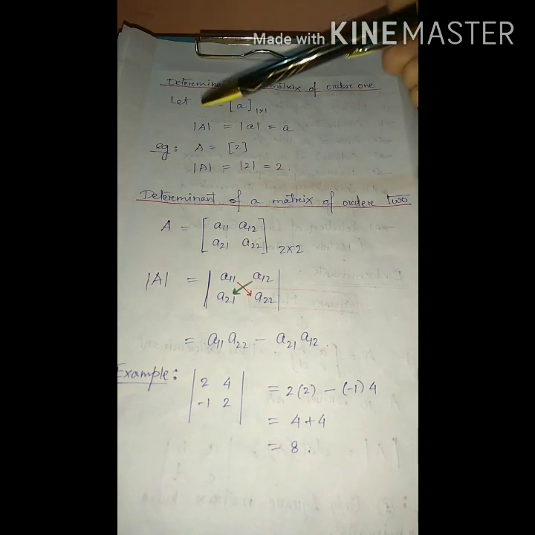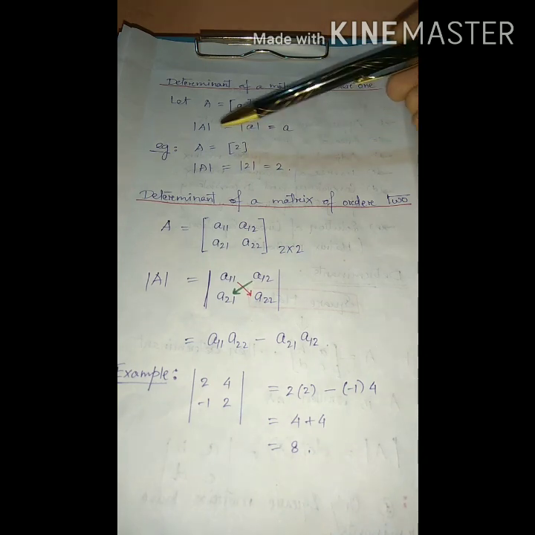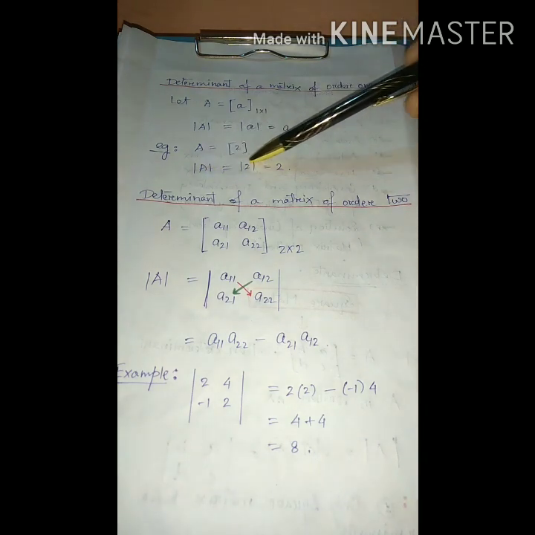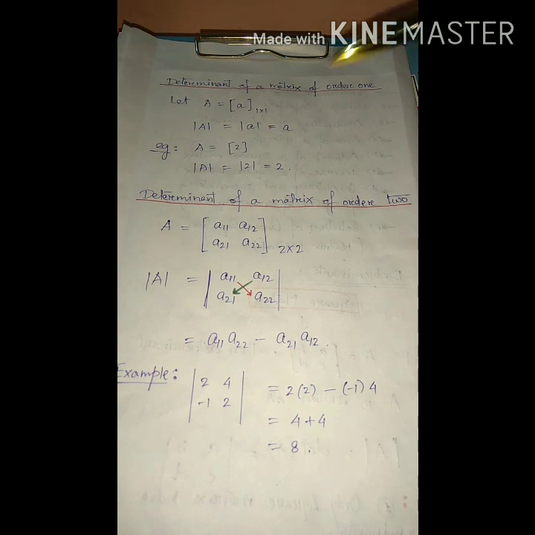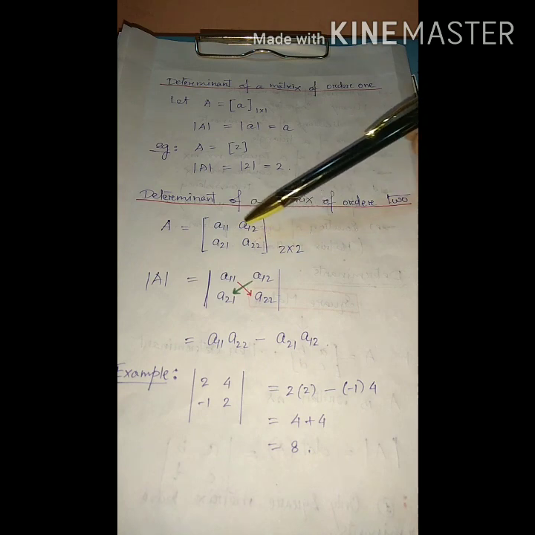Similarly, consider another example, A equal to, suppose, 2. Here the order is 1 by 1. If this matrix A equal to 2, then the determinant of A has value 2. In this way, for a 1 by 1 matrix, we can easily find the value. Is it clear? Now the determinant of a matrix of order 2 by 2. We consider a matrix again: 2 by 2, that means total 4 elements, 2 rows, 2 columns, and we represent these elements here.